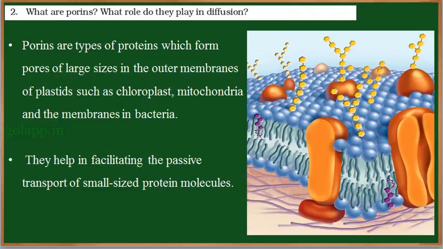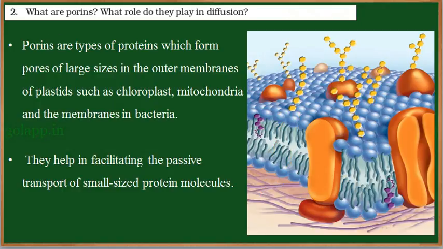So every cell is surrounded by a lipid bilayer. This is the lipid bilayer, that is the plasma membrane. So every cell is surrounded by the plasma membrane. And we know that the plasma membrane is selectively permeable in nature. That means it allows only certain substances to enter inside the cell or to leave. So this nature we call a selectively permeable membrane.